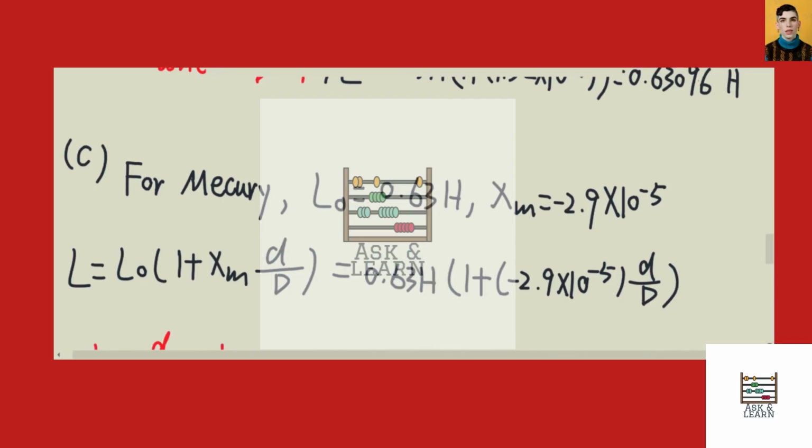And for the next question, for mercury, we know L0 is the same, which is 0.63 Henry, but the magnetic susceptibility is different. So the xm for the mercury is negative 2.9 times 10 to the power negative 5. If we plug in, we'll have such an equation for L.